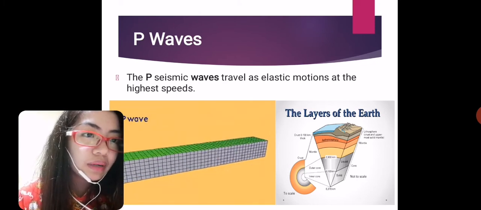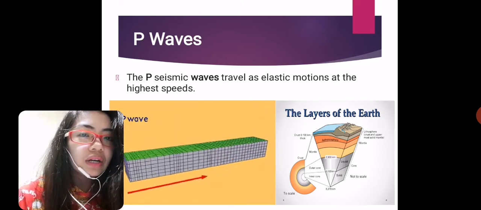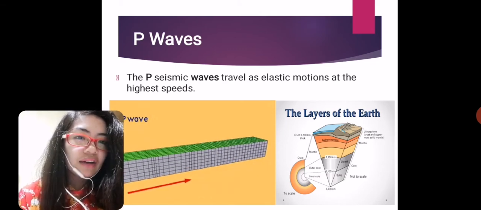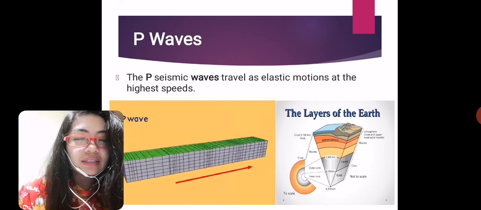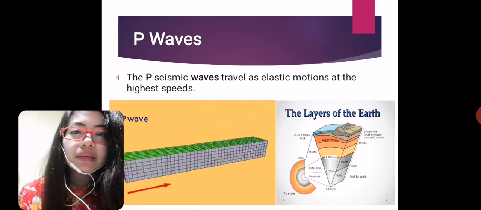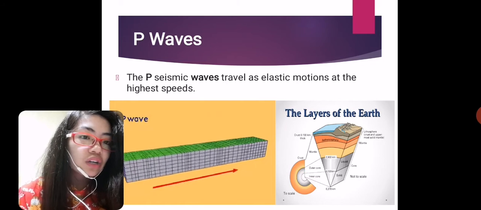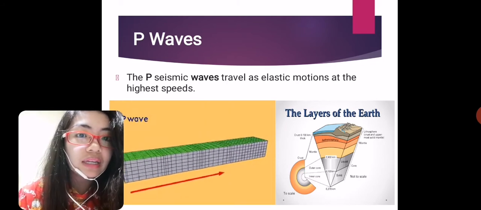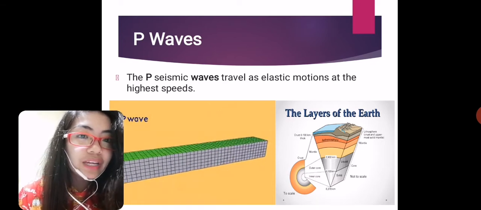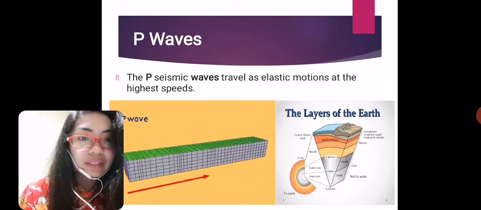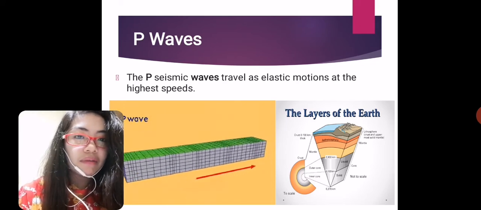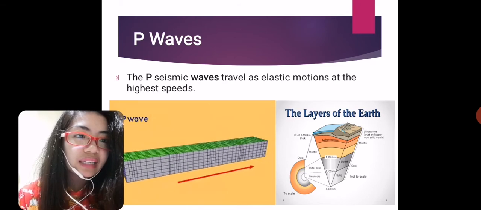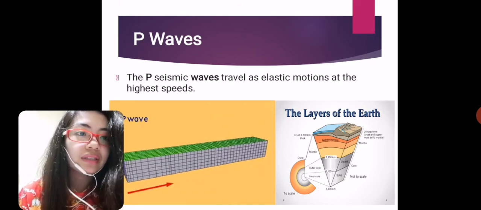Kindly look on this one, the layers of the earth. So, ang P-wave natin, ang characteristics niya is, it can travel into solid and liquid. Eh, yun nga lang, mas mabilis siya mag-travel sa solids. So, ano ba yung part ng layers of the earth natin which is said to be liquid? So, we have here the outer core. So, outer core is made up of molten rock. So, that's why ang P-wave natin is kaya niyang mag-travel doon.